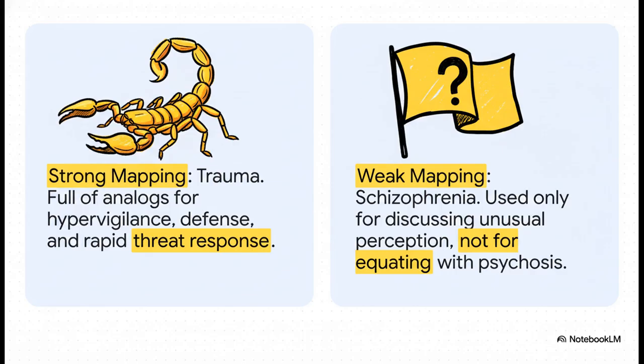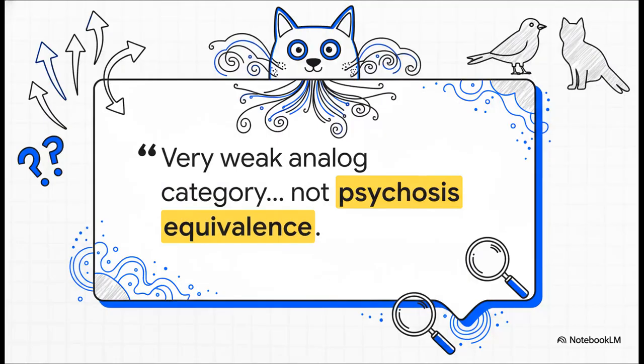But then on the complete other end of the spectrum, you have something like schizophrenia. And here, the system basically throws up a giant red flag. It calls this a very weak analog and is super clear that this is not about equating anything with psychosis. In fact, here is a direct quote from the source, and it really shows the intellectual honesty behind all this.